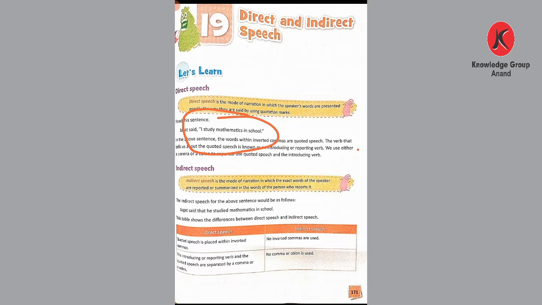Here the explanation about it is written. In the above sentence, the words within inverted commas are the quoted speech. The verb that tells us about the quoted speech is known as an introducing or reporting verb. So this said is the introducing or reporting verb. We use either a comma or a colon to separate the quoted speech and the introducing verb.